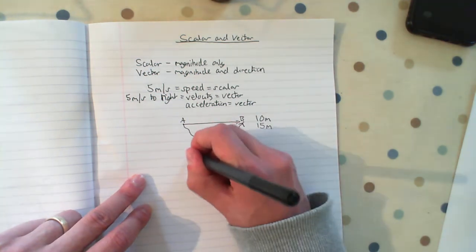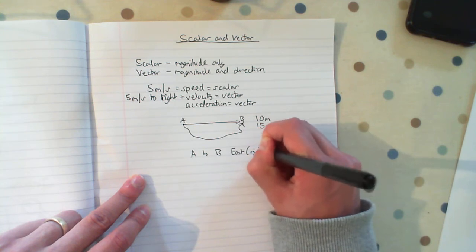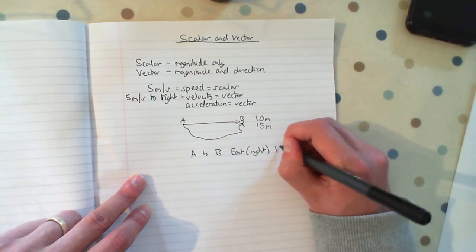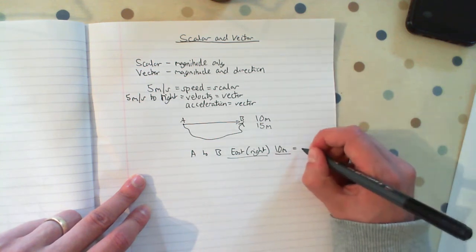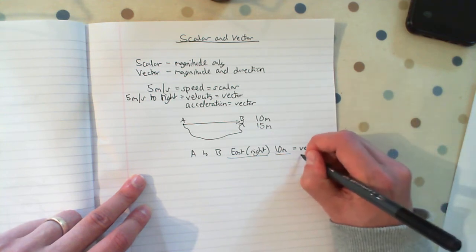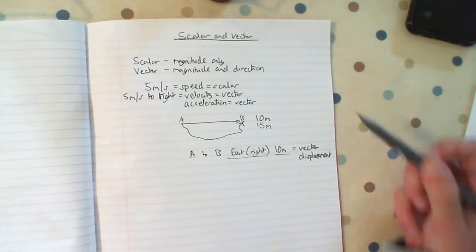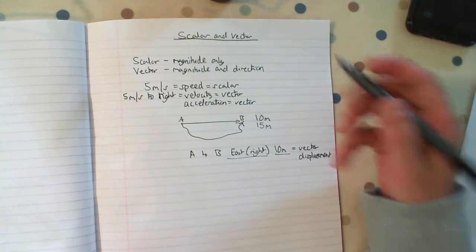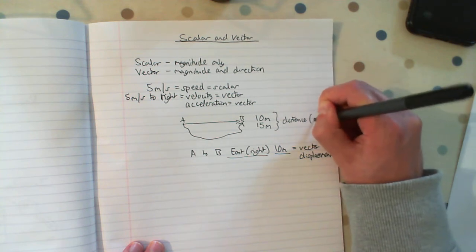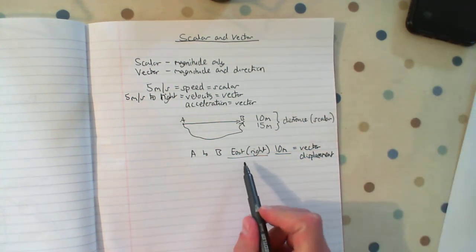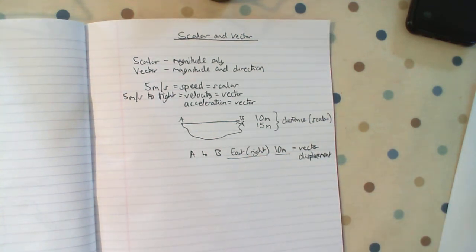Whereas if I was to say A to B going east or to the right, and I said it was 10 meters, I've been given a direction and I've been given a magnitude, so that would be a vector. So that is displacement. So if we've got magnitude only, it is scalar. So it is distance, and if we've been given a direction and a magnitude, it's displacement, which is a vector. You're given magnitude and direction.